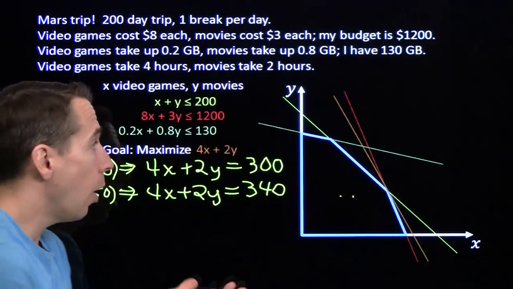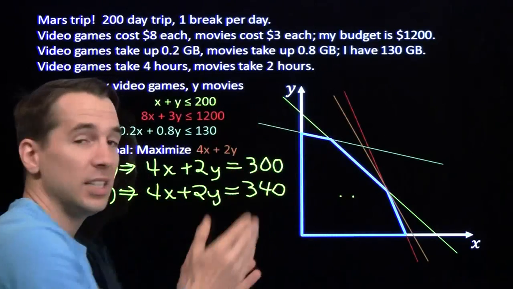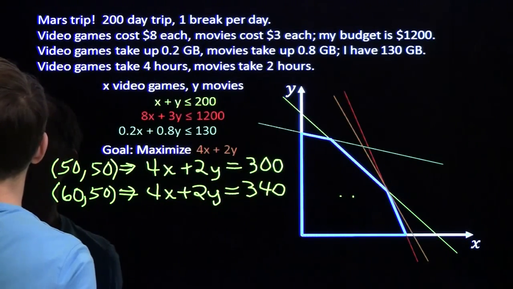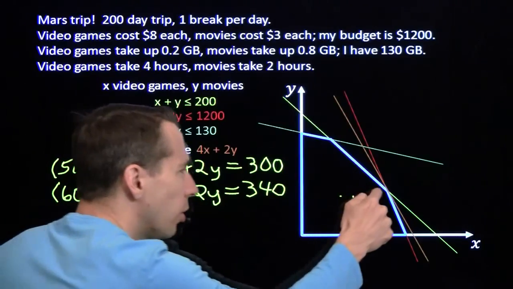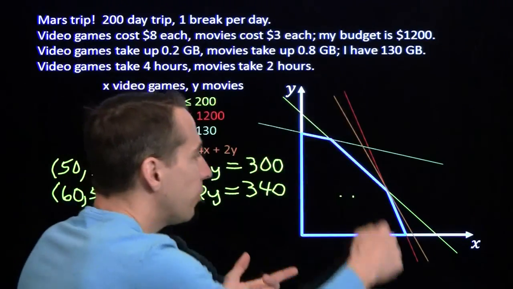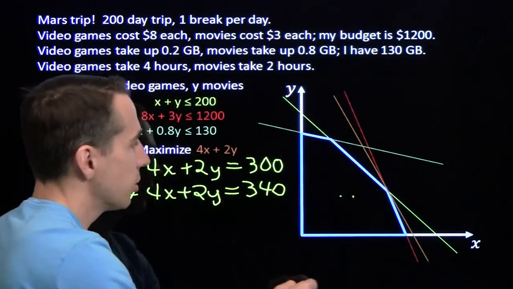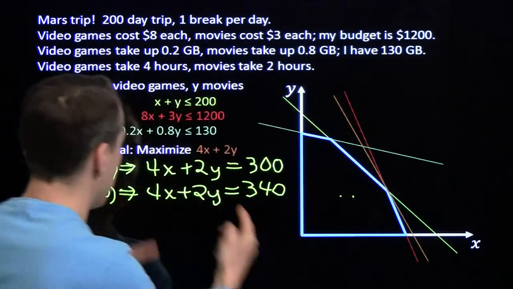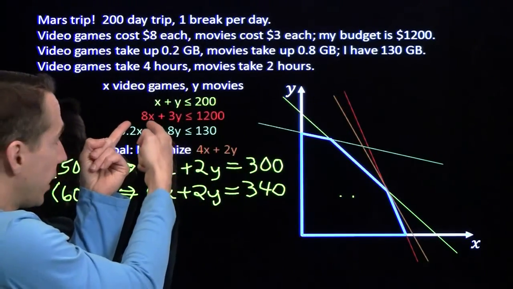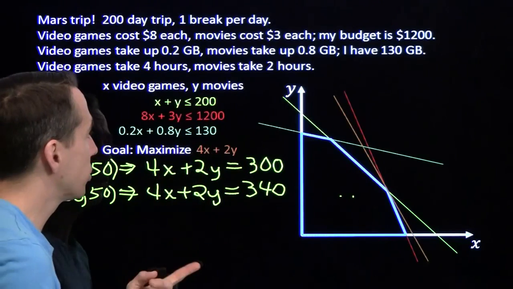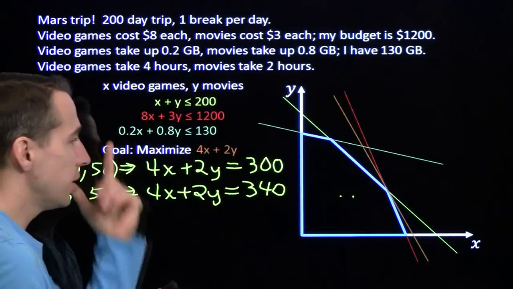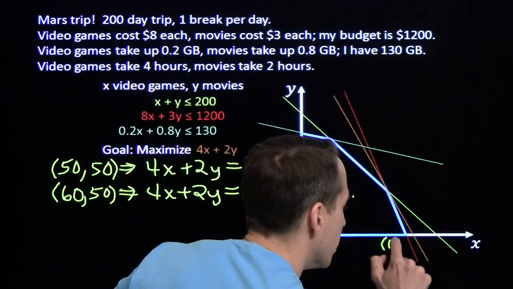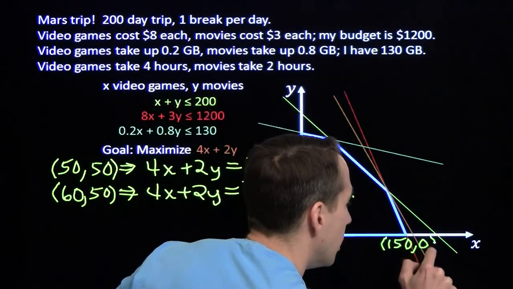So now I know all I have to do is test each of these corners and see which one gives me the highest value of 4x plus 2y. And we know where all these corners come from. They come from the boundary lines here. So for example, this one down here is where the red line hits the x-axis. The red line comes from 8x plus 3y equals 1200. So when y is 0, x is 150. So this corner point is 150, 0.